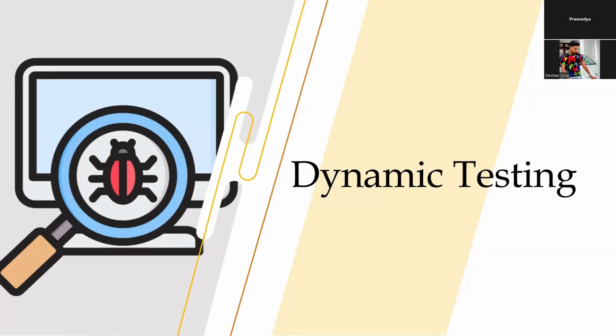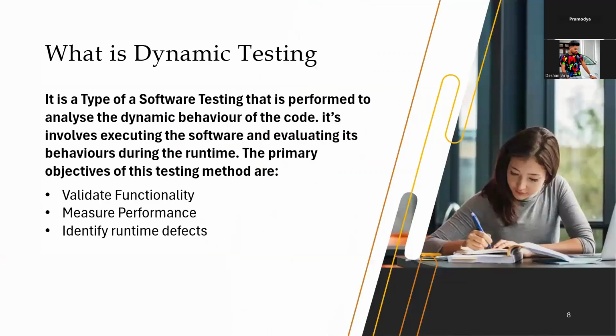Okay. Thank you, Pramodya. My topic is dynamic testing. First of all, we are going to identify what is dynamic testing. Dynamic testing is a type of software testing that is performed to analyze the dynamic behavior of the code. It involves executing the software and evaluating its behavior during runtime.